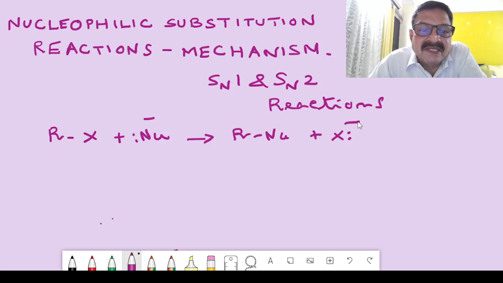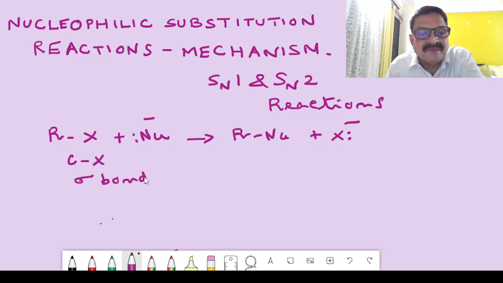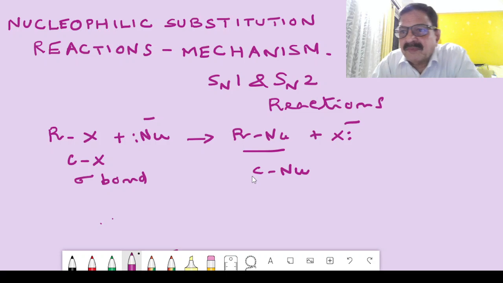We can represent it in this fashion. X is replaced. X is an electronegative atom, more electronegative than carbon, and R is an alkyl group. So here a C-X bond is there. This C-X bond is a sigma bond. This C-X sigma bond is broken, and a new sigma bond, C-Nu, is formed. This is the nucleophilic substitution reaction.